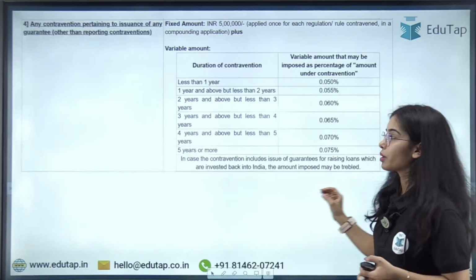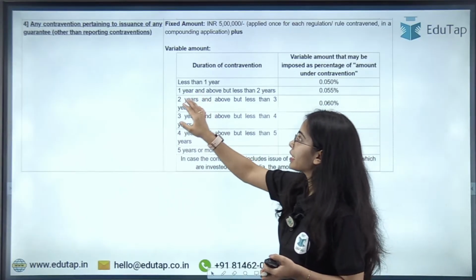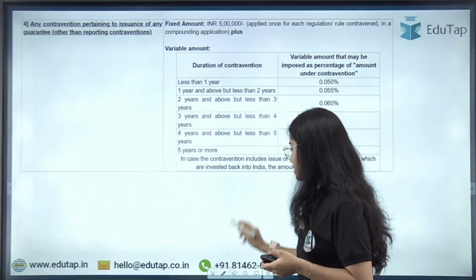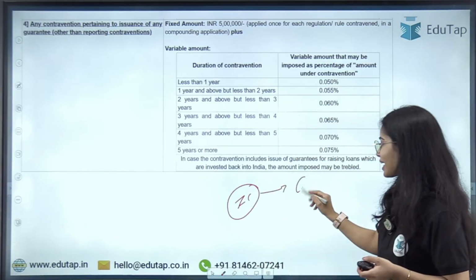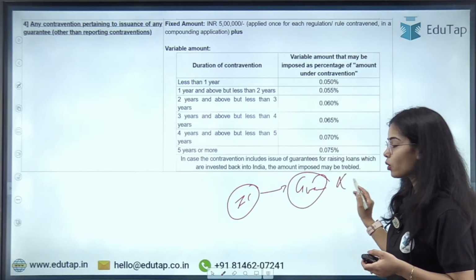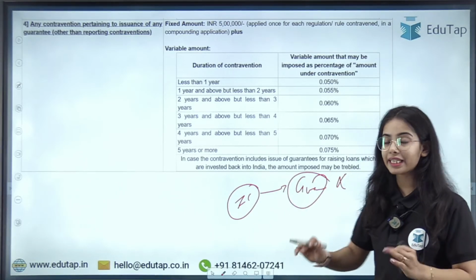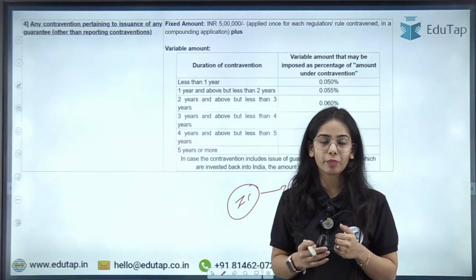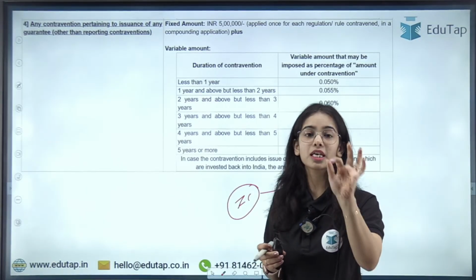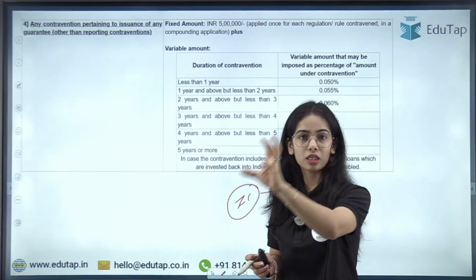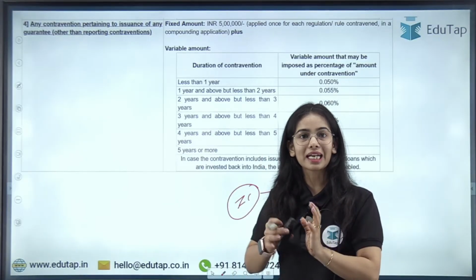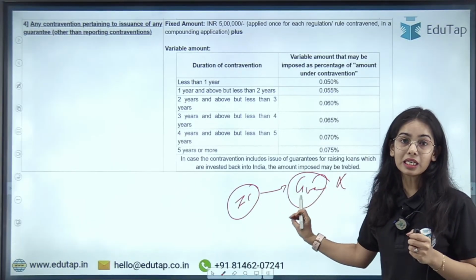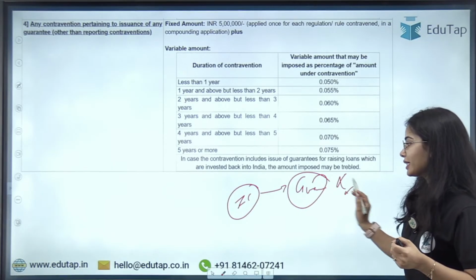Okay, now coming to the 4th point, that is any contravention pertaining to issuance of any guarantee. Let's say an Indian company is giving a guarantee that was not allowed. The guarantee, let's say you are taking a loan, I am giving a guarantee on your behalf that you are taking the loan of 10 lakh rupees. If you were not able to pay the amount, I will have to pay the amount, right? That is a guarantee. So an Indian company, let's say, has given some guarantee. Now if the guarantee is not allowed, then that is a breach.